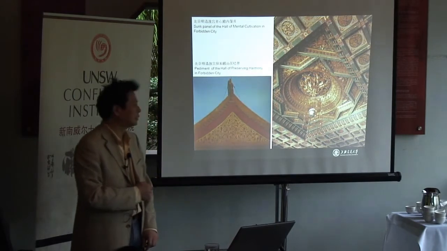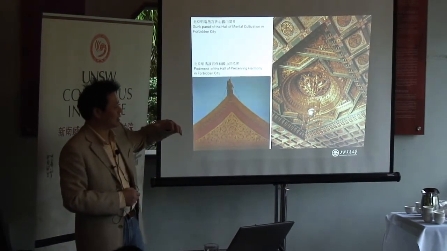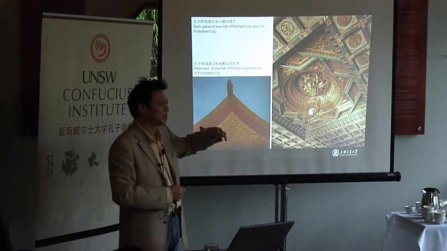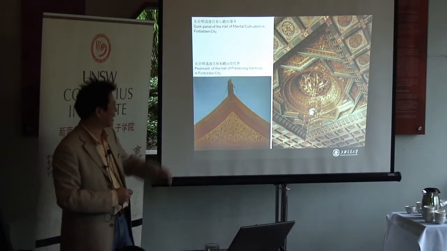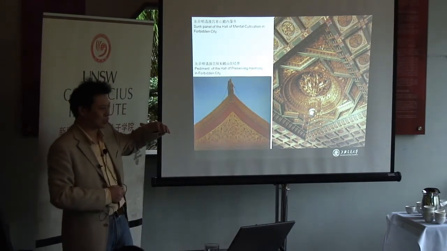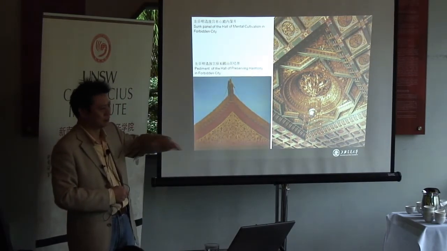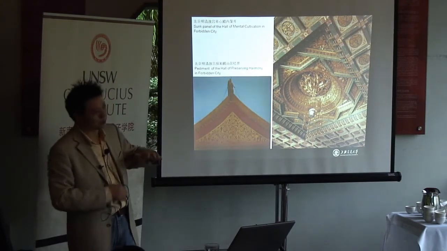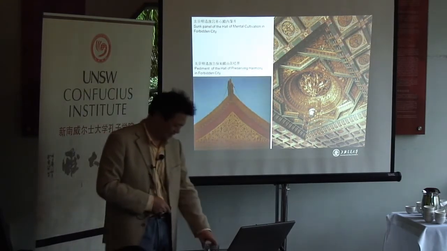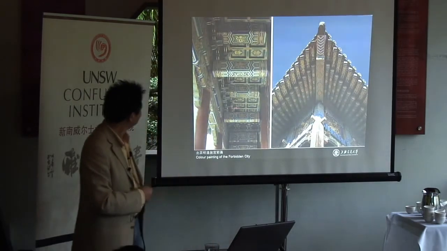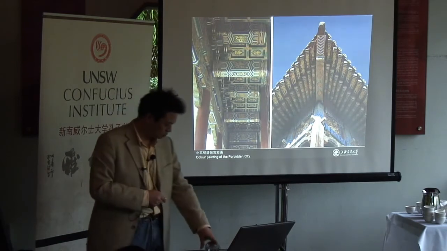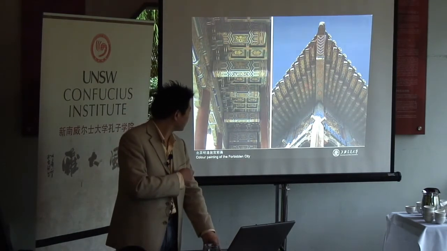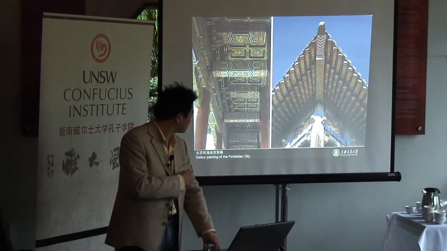With the dragon. Yeah, the dragon is a symbol of the emperor. So in ancient China, a dwelling could never use the dragon as a sculpture. It's a ceiling with a little painting. The rafters, the beams, the colors.